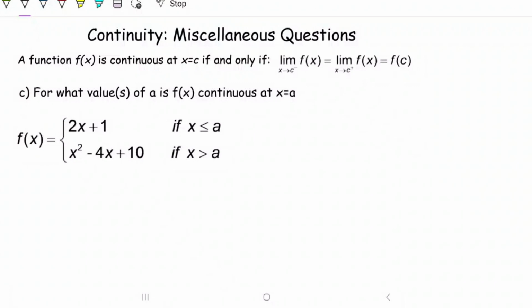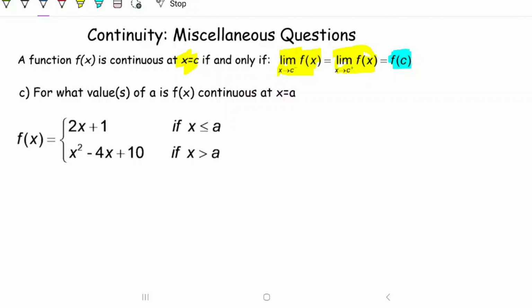Okay, now that we have some understanding of continuity, let us start doing some miscellaneous questions regarding this. Remember, a function f is said to be continuous at x equals c if two conditions hold. If you take the limit at c from the left, it must equal the limit at c from the right, and also one more condition, f of c.